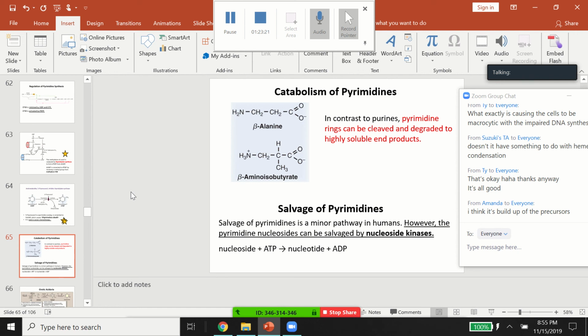All right, salvage of pyrimidines. Now you can also get salvage of that as well, but it's via these nucleoside kinases. So a different enzyme, but it also can occur. So instead of HGPRT, you have nucleotide kinases.